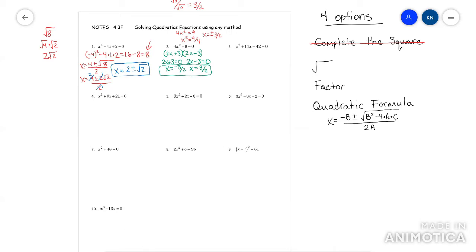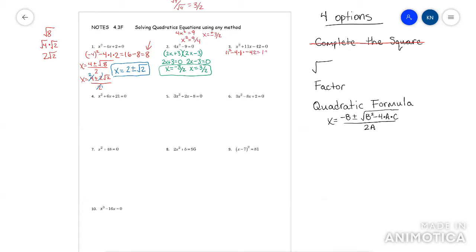Okay, this next one has three things. So I'm going to run the discriminant, do the b squared minus 4ac part. So I almost messed up there. Just be careful when you do the discriminant. Don't miss any negative signs. It's a minus 42 at the end.